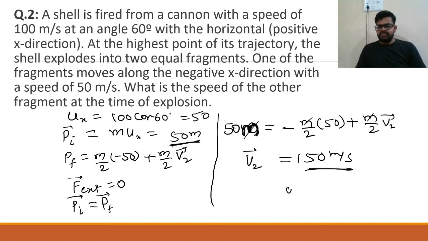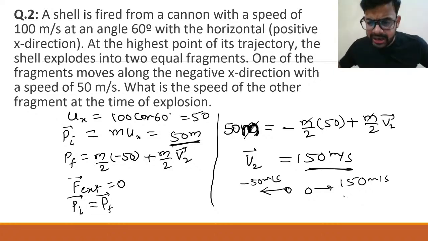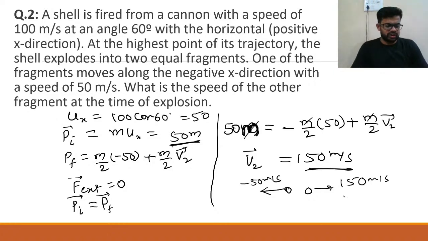So I will say the first fragment is moving in this direction with minus 50 meter per second velocity. The second will move in this direction with 150 meter per second velocity. Okay, that's all. So this is the solution of the question, and I think you are getting it very well, right? That's all. This is the simple question, and I think all of you can do it.